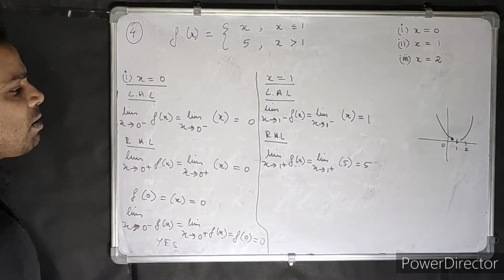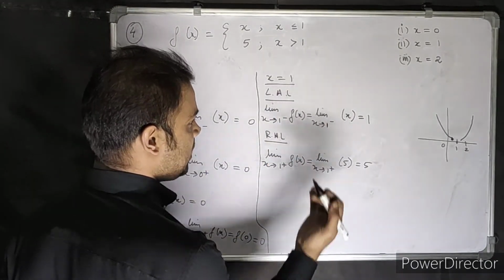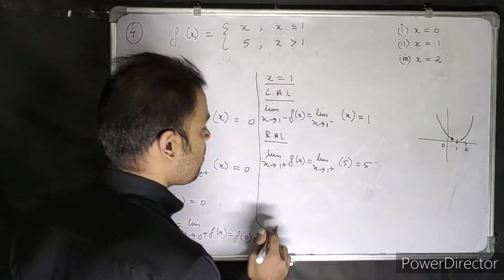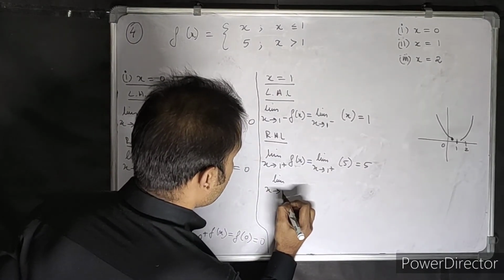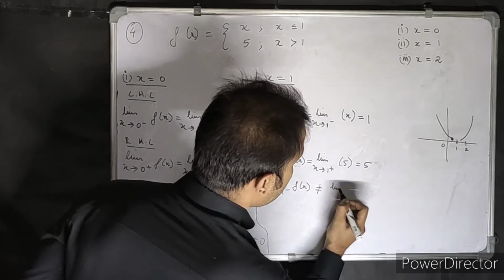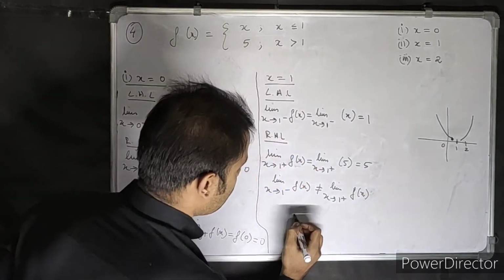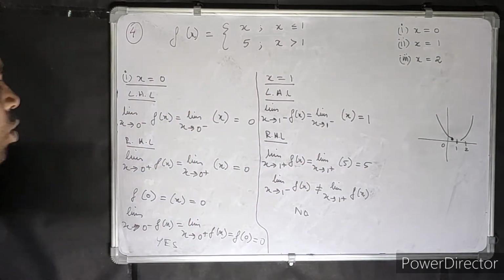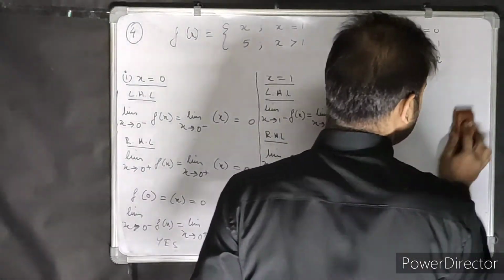Okay. So you cannot put any value over here. So that will be 5. So you can see LHL is not equal to RHL. That's it. That's your breaking point. Stop there. So limit of x tends to 1 negative f of x is not equal to limit of x tends to 1 positive f of x. So not continuous. It's not continuous.